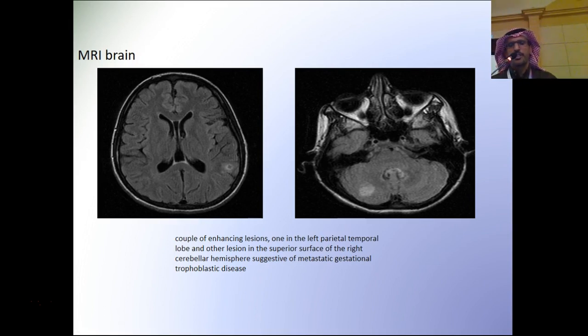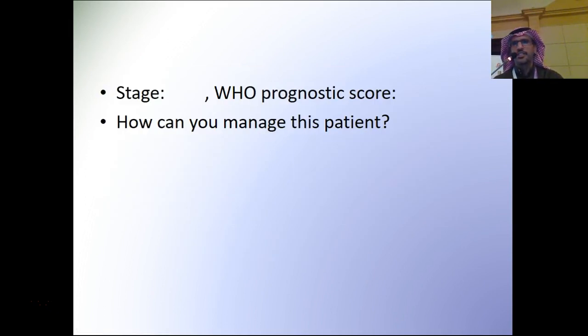This is the MRI of the brain, which shows an enhancing lesion in the left parietal temporal lobe and also at the right cerebellar hemisphere. So what stage does she have? Stage 4. What is the WHO prognostic score, if you want to count?